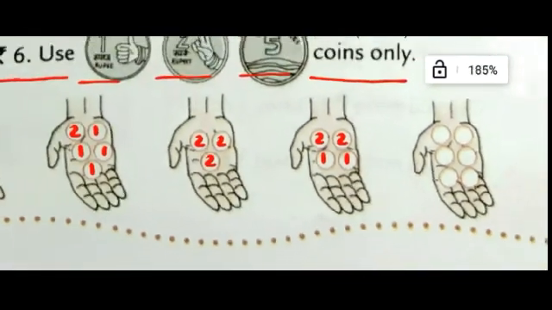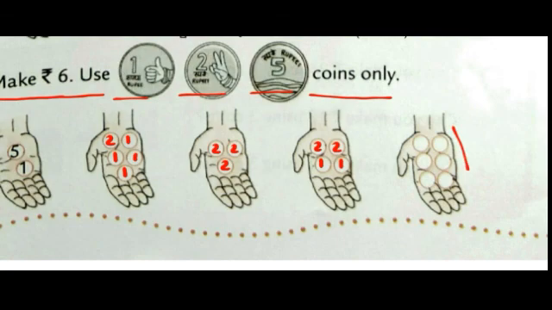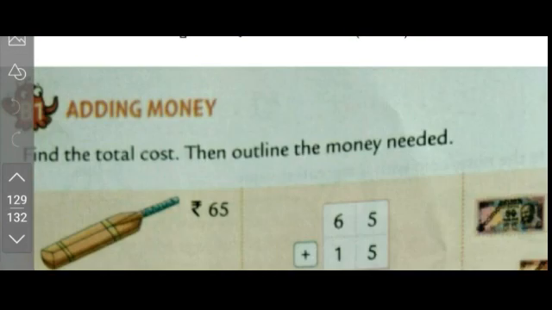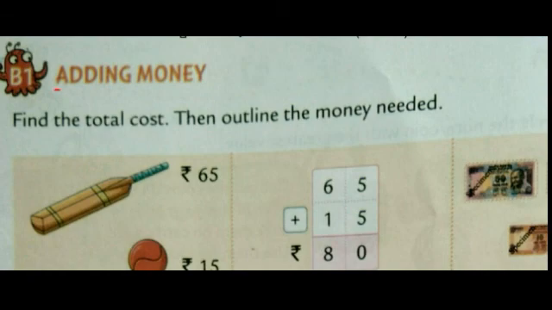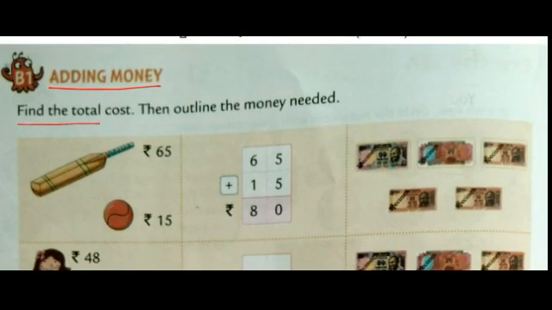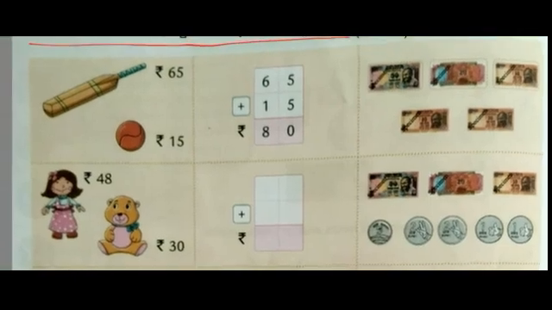2 plus 2, 4. 4 plus 1, 5. 5 plus 1, 6. Okay, scholars. Now, this last one I would like you all to try it out yourself. Okay. Let's move on to the next page. Now here, the next topic is adding money. Find the total cost, then outline the money needed. Okay. First one is already done.